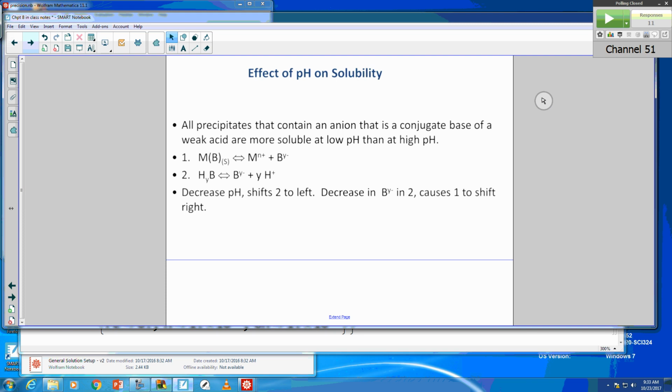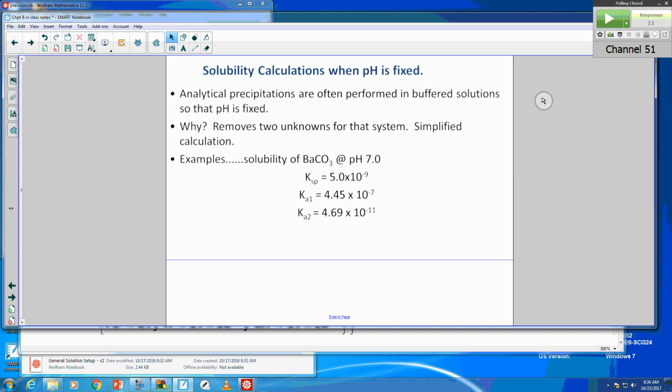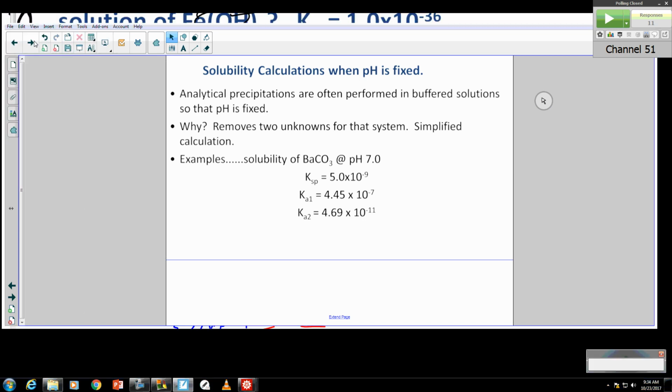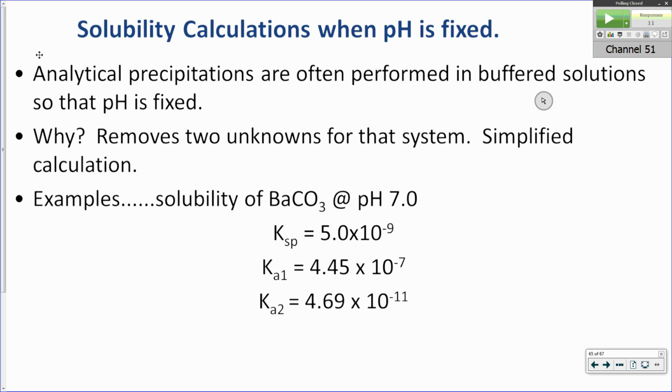look at where life becomes more complex. So that's what we like, is life gets complex. These used to be called complex equilibria. Now the book changed the definitions in the chapter. Whenever we perform analytical precipitations, we always do them in buffers for the reason we just saw with the metal hydroxides. Life gets rough if we don't use a buffer with it. And the reason why we want to do that is that it takes 2 unknowns out of the system. I know what H plus is, and I know what OH minus is. I can solve for both of those concentrations.